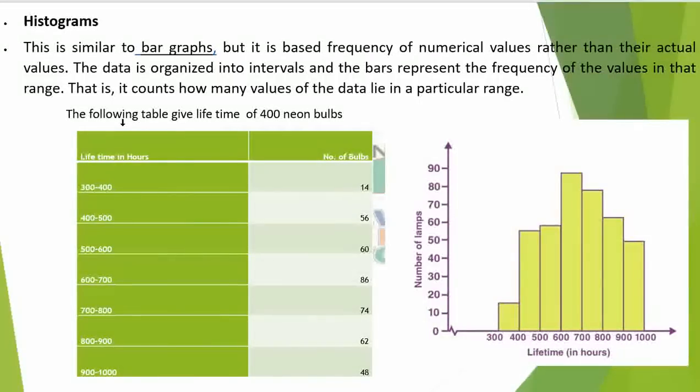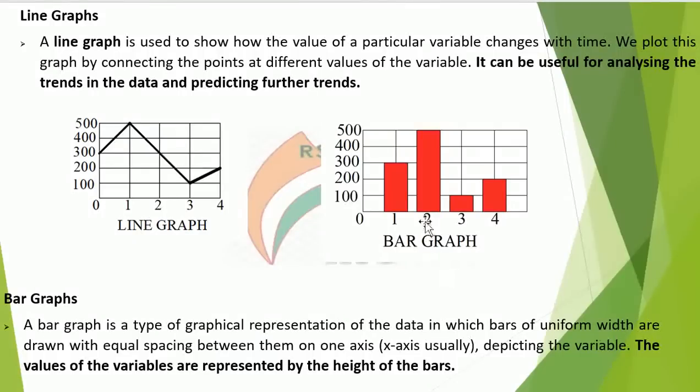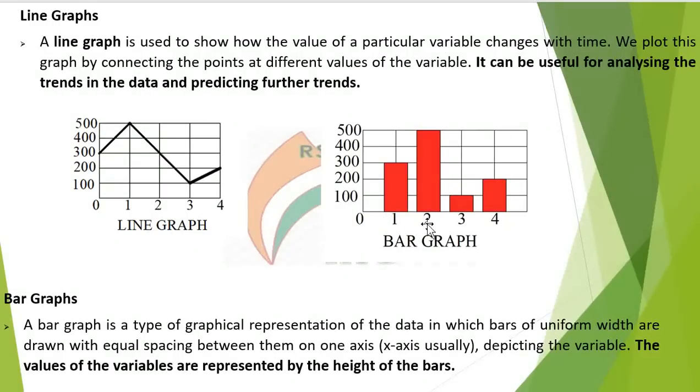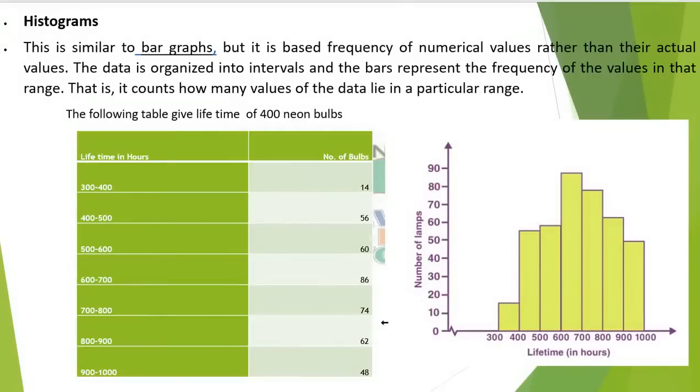The third one is the histogram. It is similar to a bar graph, with two differences. First, here there is no space between the bars, whereas in the bar graph there was equal spacing between the bars. Second, in the bar graph the value was for a particular value 1, 2, 3, 4, but here the value is for a range. This first bar's range is from 300 to 400, then 400 to 500. So this will be for a range, not for a particular value.